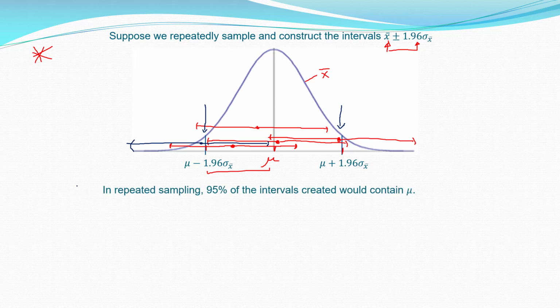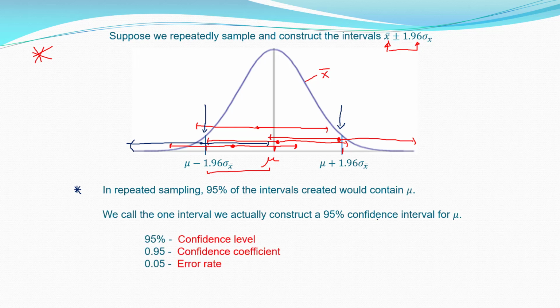And here's our interpretation. This is sometimes going to be referred to, or later going to be referred to, as a theoretical interpretation. You'll see that in a bit. If I was to repeatedly sample, and typically we say it in repeated sampling, 95% of the intervals created would contain the population mean mu. In repeated sampling, 95% of the intervals created would contain mu. We call the one interval we actually construct a 95% confidence interval for mu.